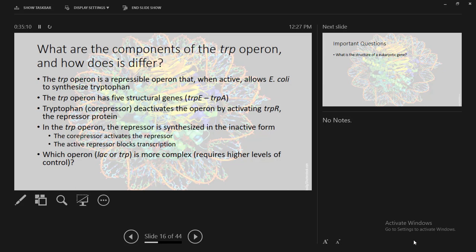And so you have this question. I think this is a fun one to talk about. We'll take another lecture break, and I want you to work on addressing this question with those around you. Which of these operons, the lac or the trp, is more complex? Which of them requires higher levels of control? All right, take a little bit of time, see if you can come up with an answer and a justification for your answer.